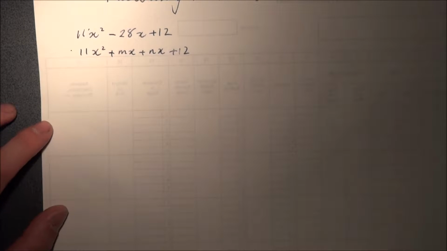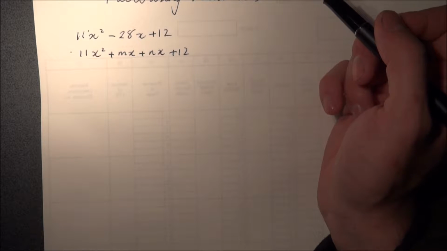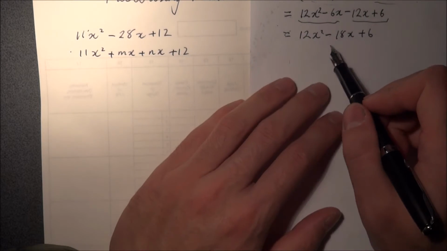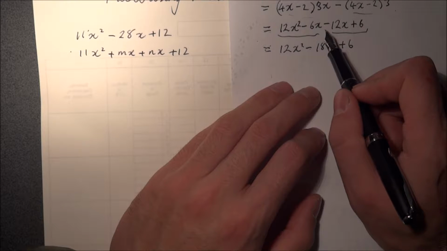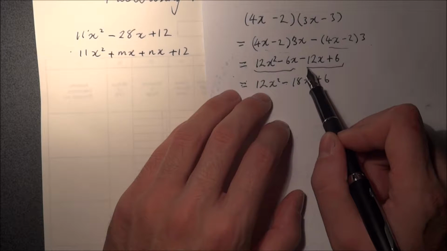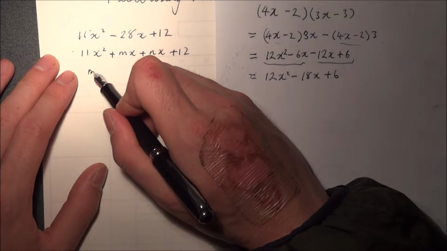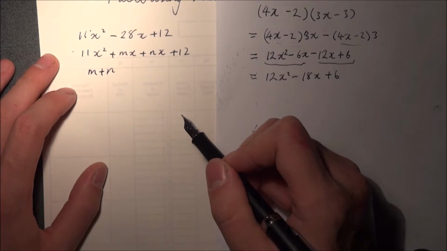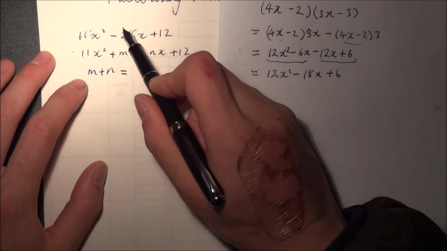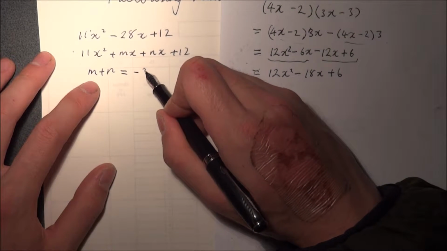So how do we split it? This is the tricky part. Now, if you recall from our original example, notice that these two numbers, negative 6 and negative 12, the m and n here, their sum, which is m plus n, has to equal the coefficient of the middle term. So the coefficient of the middle term is negative 28 here.